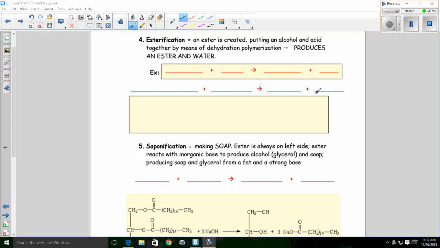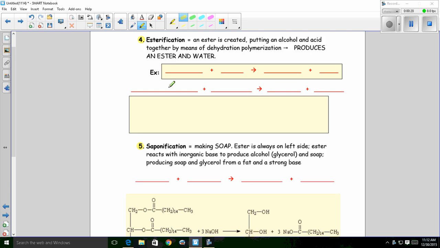For this podcast, please have note page number 23 in front of you. The fourth and fifth examples of organic reactions that we're going to talk about in this vodcast are going to be esterification and saponification.